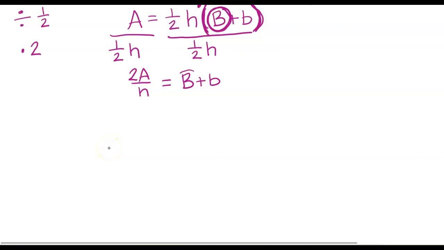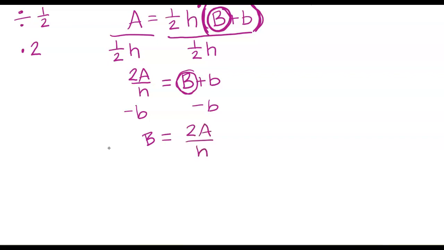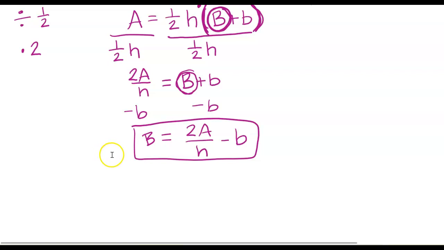Then if I'm wanting to isolate big B, I can subtract little b on both sides, and I get that big B is equal to 2a over h minus little b. And that is my equation rewritten in terms of a, h, and little b solved for big B.